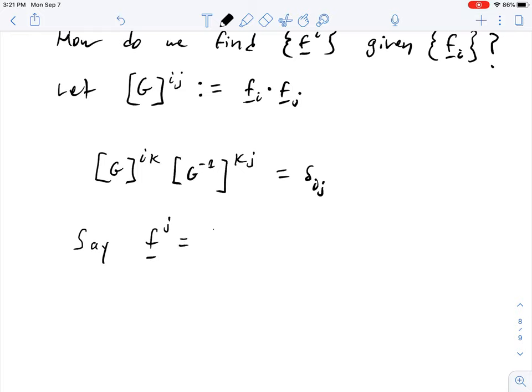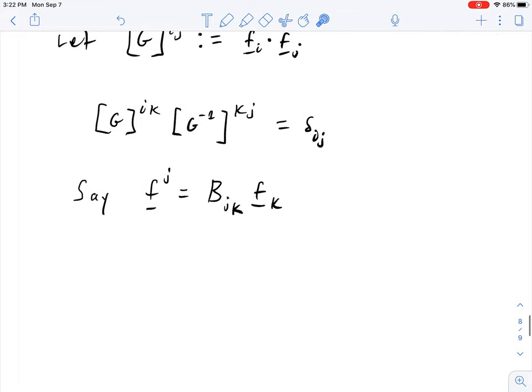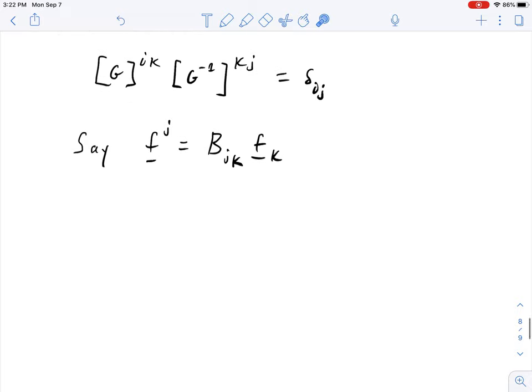Is equal to B_jk F_k. Here the superscript and subscript indices get kind of screwy. There should be a superscript there, but like I said, let's not worry about it for now. This superscript is no longer to be understood as covariant or contravariant. It is just distinguishing the reciprocal basis from the original basis that has subscripts.